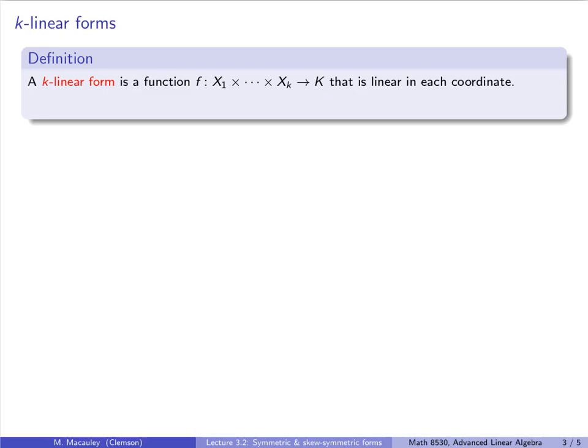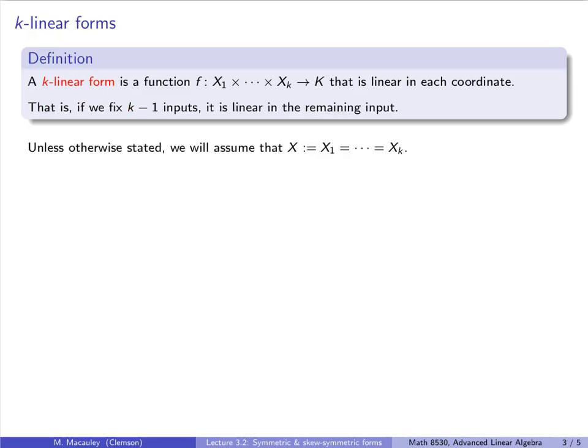Okay, so a k-linear form is a function f from the direct product of k vector spaces to the field they are over that is linear in each coordinate. That is, if we fix all but one of the inputs, then f is linear in the remaining input.